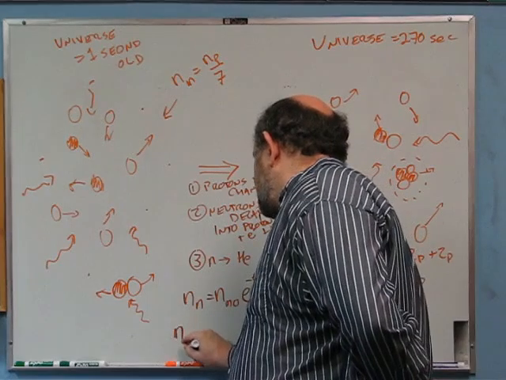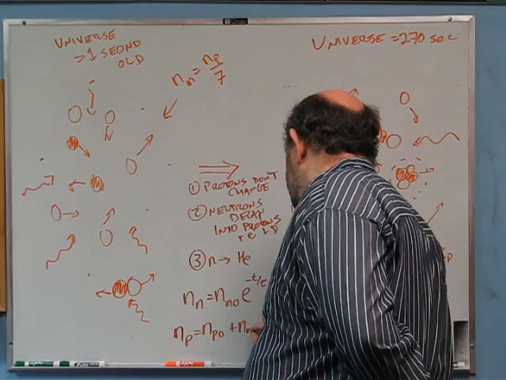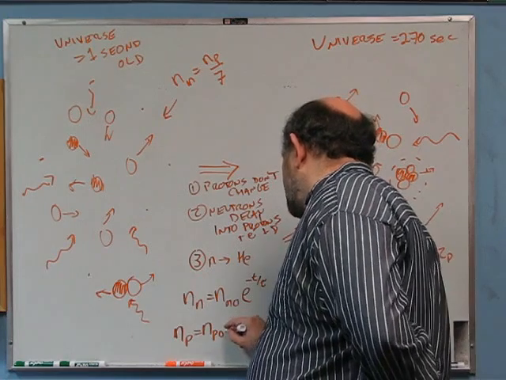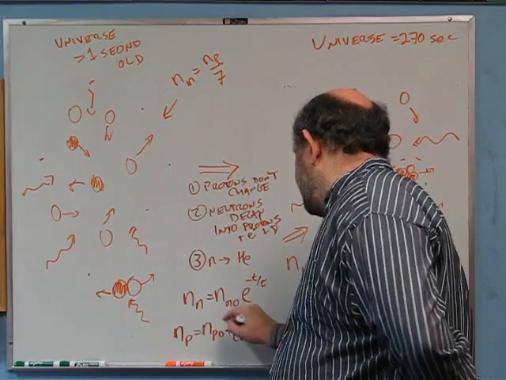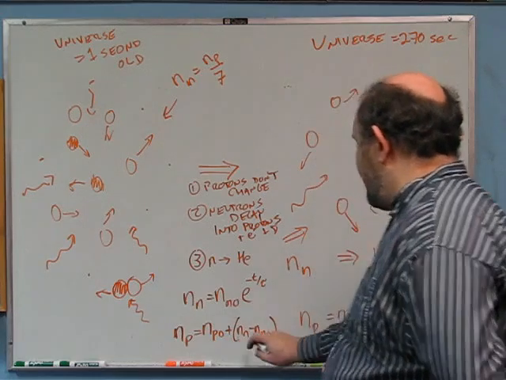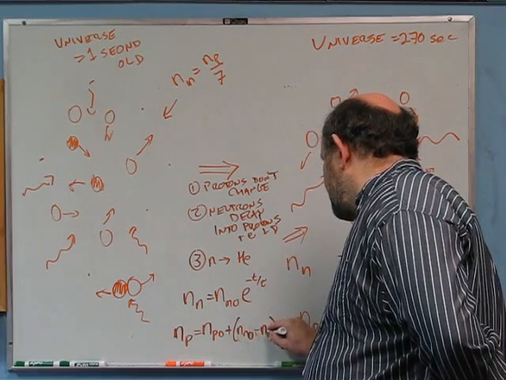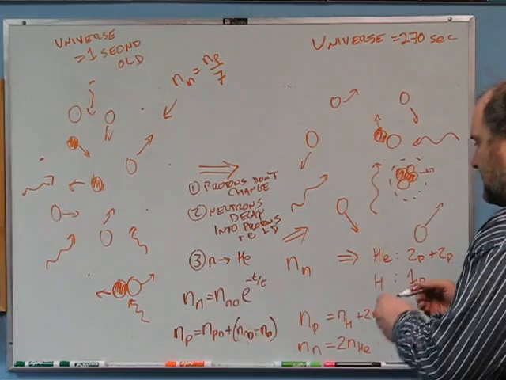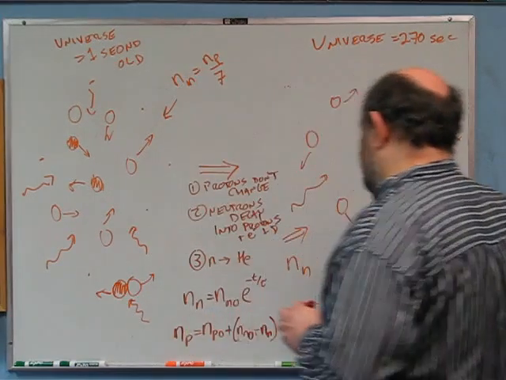That's great. The number of protons is equal to the number of protons at time 0, plus the number of neutrons that have decayed. N_n is how many are left, and N_n0 is how many you started with, so the number that has decayed is N_n0 minus N_n. I did that backwards. All right, so that's the number of protons. That's the number of neutrons. And the quantity we know is the number of neutrons divided by the number of protons.